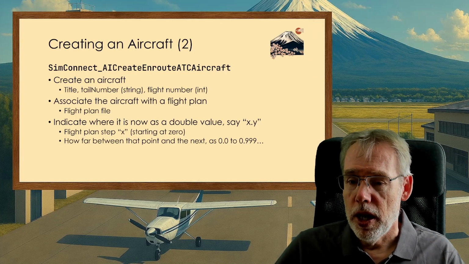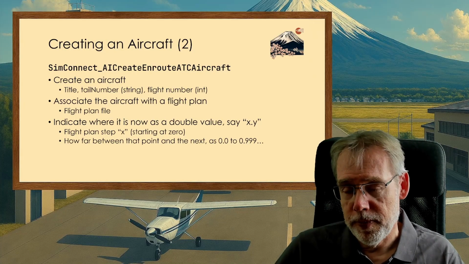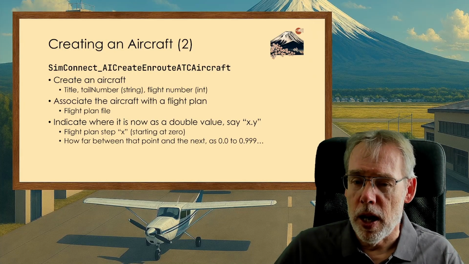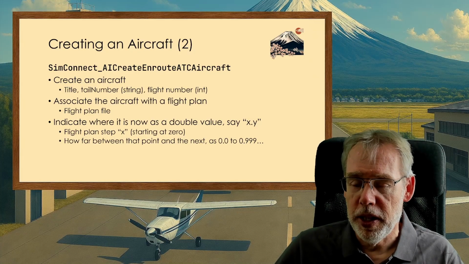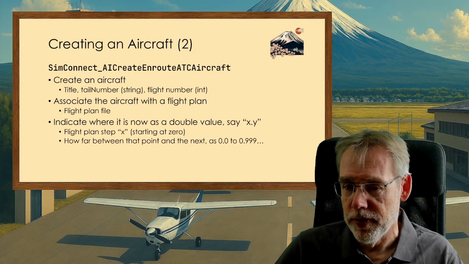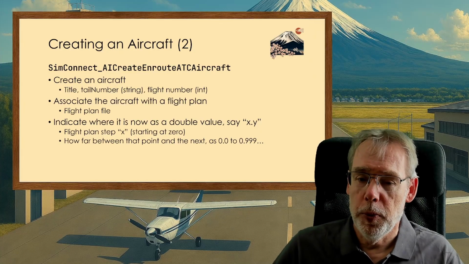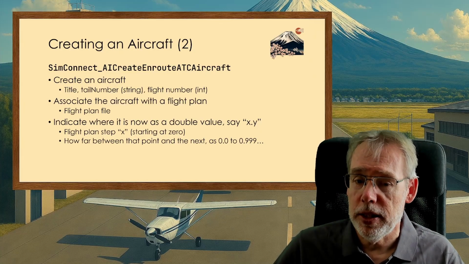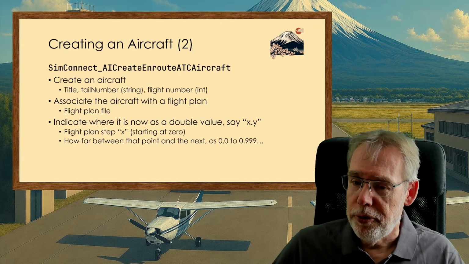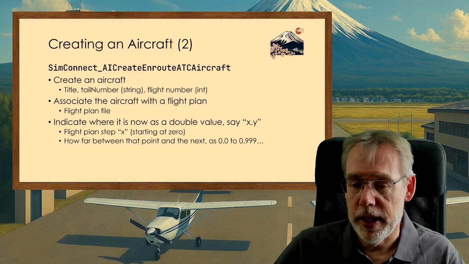Then the part after the point or comma is going to tell how far you are between that point and the next. So if you do a point 0, it will be starting at that step. If it's a point 5, it's halfway, etc.